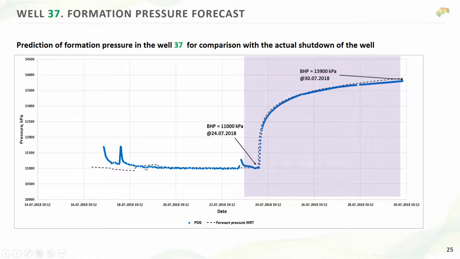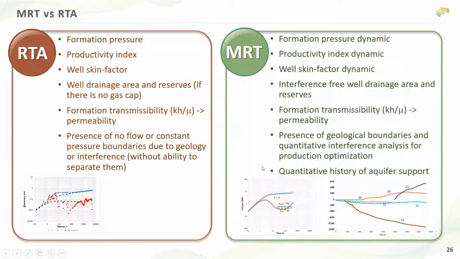The black dotted line was the reconstructed bottom hole pressure in well 37 during production and during build-up, and the blue is the actual points. So we can see a pretty good match with the reconstructed pressure. And after that we had quite a lot of jobs with this customer.